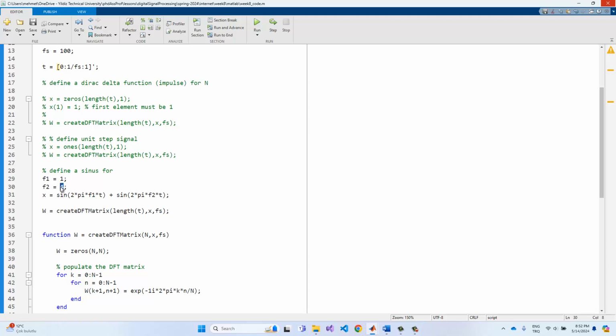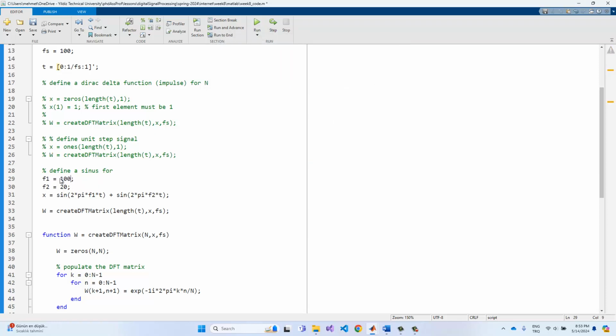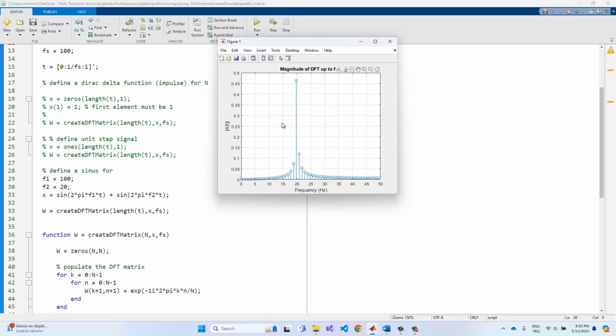What if I choose 20 here? If I rerun this code, we can see the highest magnitude at 19.802, and we also have the 1 Hertz value at 1 Hertz. This is how we can build our own DFT matrices based on this information. But what if 100 is taken here? If I rerun this code, we will see that we have only the 20 Hertz signal, which is higher here, but not the 100 one.